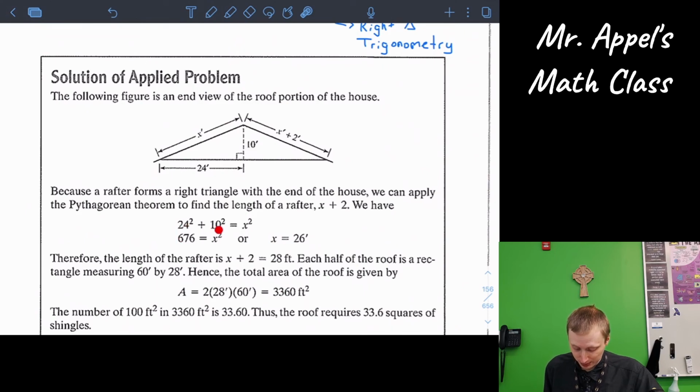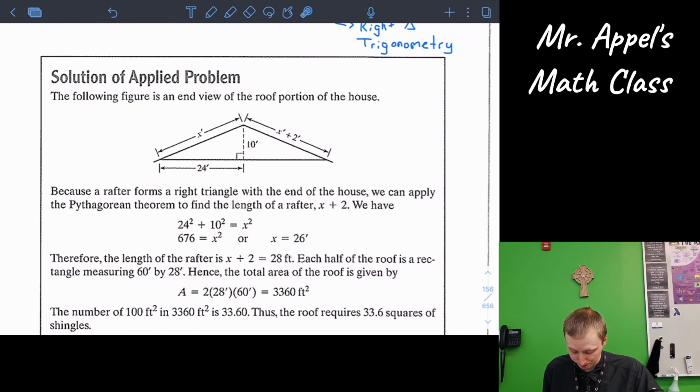We have 24 squared plus 10 squared equals x squared, so we're going to use half the width of the house, okay, as our base, one side of our triangle. We know the height is 10, so we plug those two values in, solve for x, which is the hypotenuse of our triangle, but remember they said the rafters go 2 feet further down. So we'll have to solve for x first. Okay? That'll be 676 is x squared, or square root that, 26 feet. Therefore, the length of the rafters is x plus 2, or 28 feet.